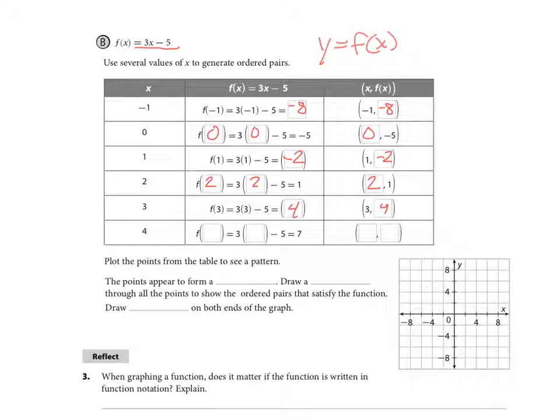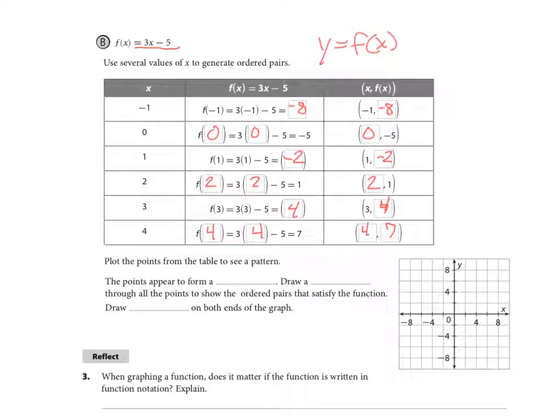And finally, we have f of 4, so we plug 4 in for x. 3 times 4 is 12. 12 minus 5 is 7, so we have the point 4, 7. So again, we look for the pattern. Our x's here are increasing by 1 each time. Our y's are increasing by 3 each time. Now again, this only occurs in this way if it is a linear function, a line.